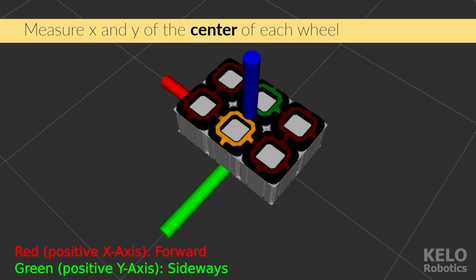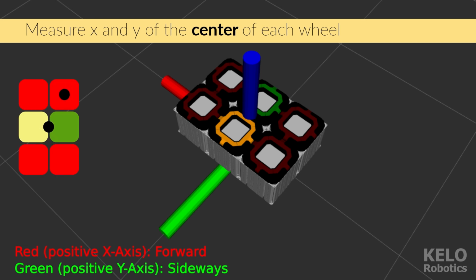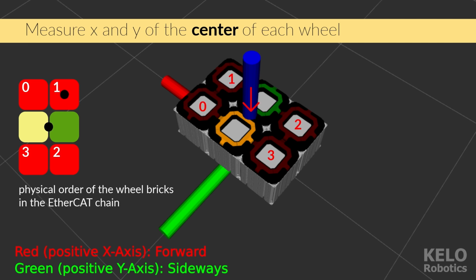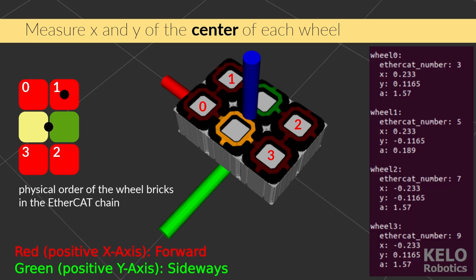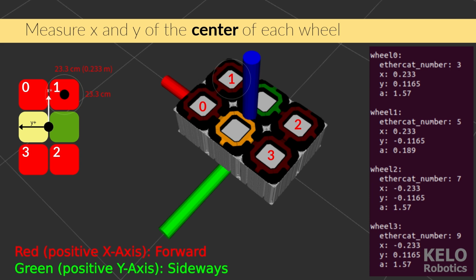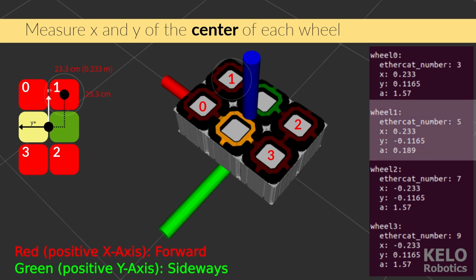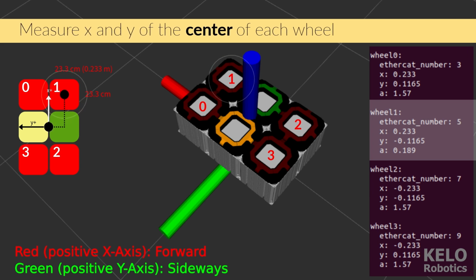For each wheel, you need to measure the X-Y offsets. Each wheel's position must be measured relative to the center of rotation. If each robot frame brick is 23.3 centimeters, and the wheel is positioned half a brick away, then X equals 0.233 meters. Y equals minus 0.1165 meters. Repeat this for all wheels and update the configuration file.